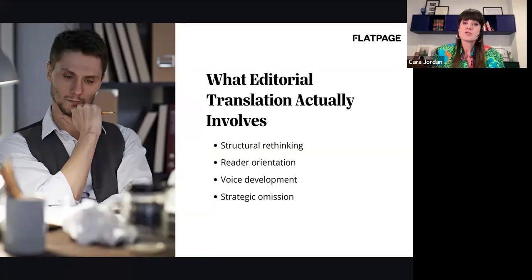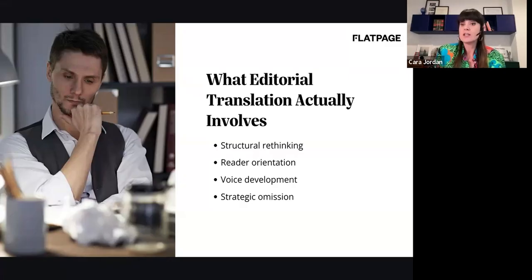But the work that I've been describing here today, the work behind all these bullet points that I have up here on the slide, mostly happens much earlier in the development of a manuscript. When you look at structural rethinking, this is about big picture questions. What kind of book is this? What's the organizing logic behind it? What does the reader need first and what can wait? These are decisions that shape the entire manuscript long before anyone is fixing sentences.